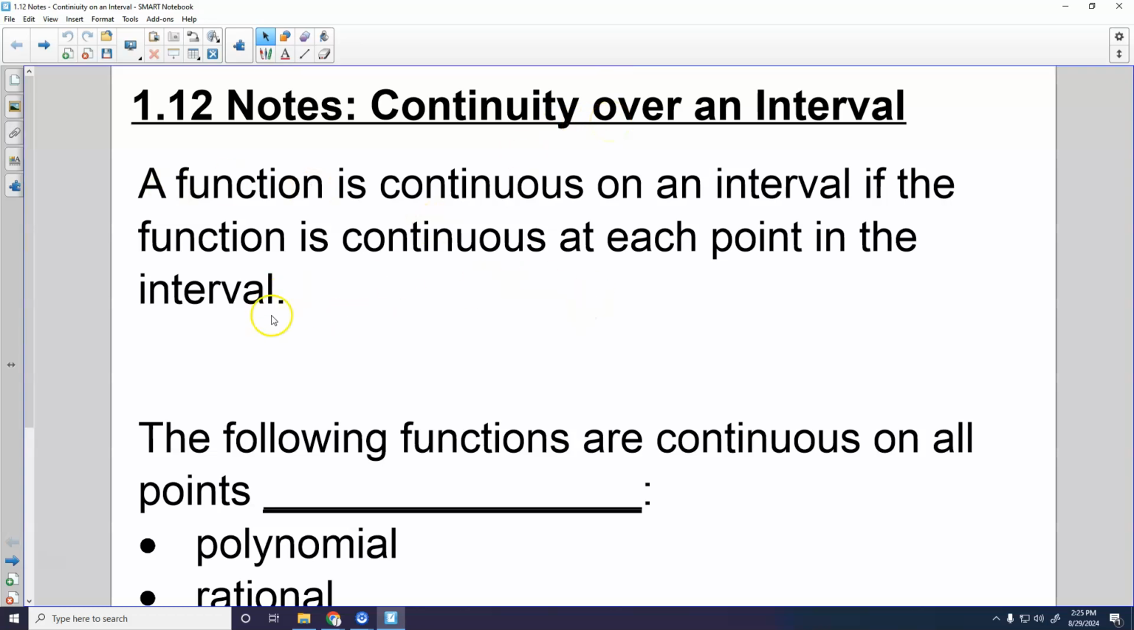So, continuity over an interval. This sounds very, like, it doesn't even really need to be said, this type of definition. A function is continuous on an interval if the function is continuous at each point in the interval. Which, yeah, of course, that has to be the case, right?